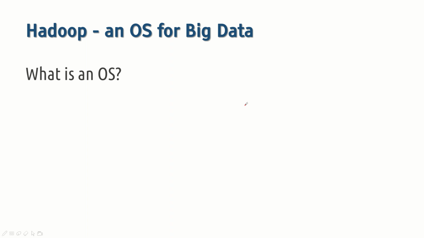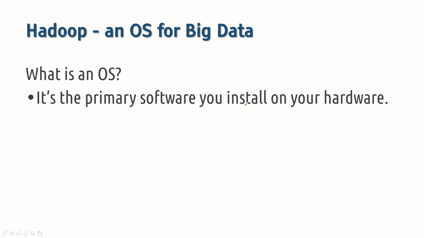One way to think of Hadoop is as an operating system for big data. To better appreciate this sentence, we need to understand what an operating system is. The operating system is the primary software that you install on your hardware. When I say primary, it means if you want your monitor to flicker, it is the operating system which gives you the APIs, the interfaces by which you can interact with the monitor. If you want your computer to generate a sound, the operating system is responsible for giving you a way of conveying your intent that a sound should be produced.